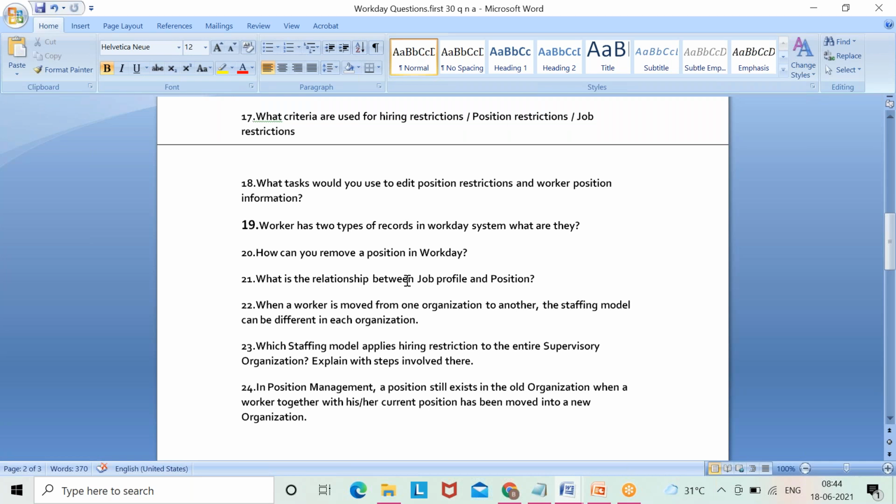And how to set the restrictions? You have to select your supervisor organization, related actions, navigate to organization. There you have an option called set hiring restrictions.